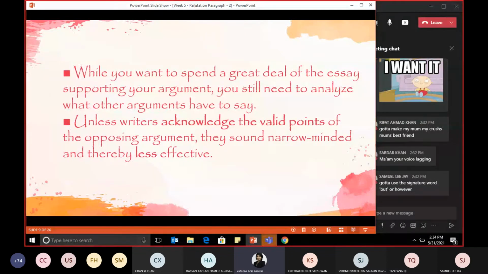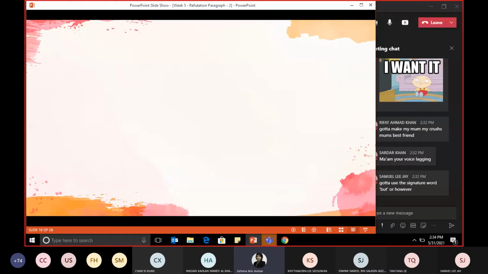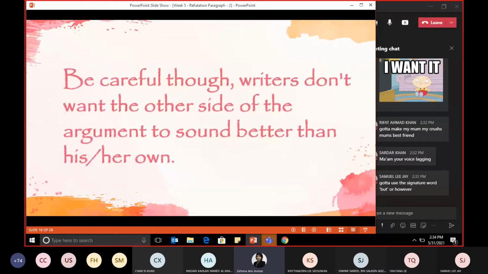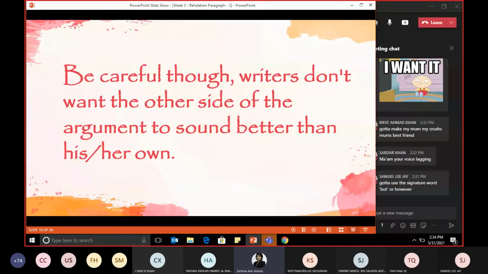Okay, so here, be careful though, writers don't want the other side of the argument to sound better than his or her own. Even if the first sentence shows that you agree to the point, like "it is undeniable" or "some may argue that," you still want to show yours is more valid compared to the opposing views, information, or reasons provided by them. Okay, so how to do that?